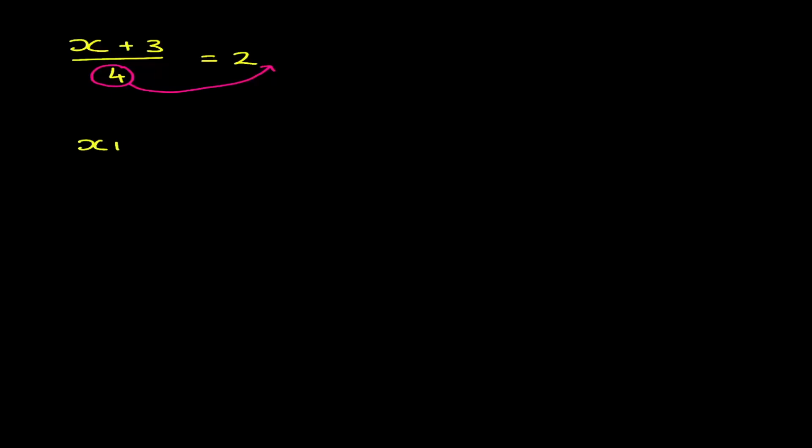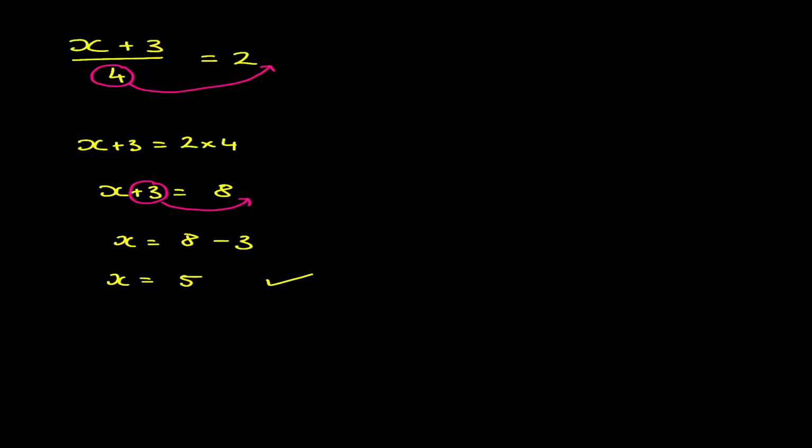So left hand side is just x plus 3. Right hand side becomes 2 times 4, which we could work out is 8. Final step, we just need to get rid of this 3. So x is by itself on the left, it's a positive on the left, so when you move it across, it becomes a negative. So x is 8 take 3, and 8 take 3 is 5. Boom. So that was nice and easy, getting us warmed up.